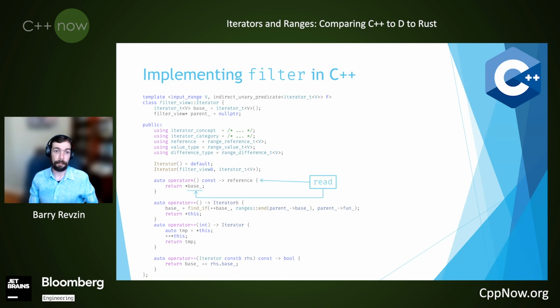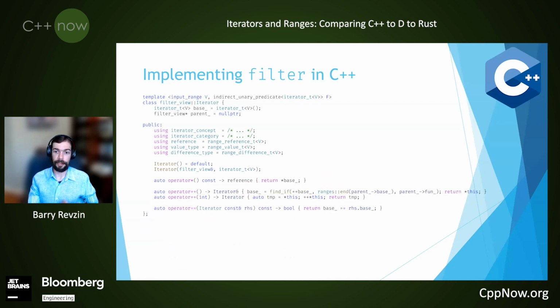Here, read is completely transparent because filter doesn't modify the way that read works. It simply defers to the underlying iterator. The complexity comes from advance, because when you advance an iterator, we then have to look for the next iterator to match. And here it's important to get access to the parent's end, because of course we need to know when to stop searching. But otherwise it's just a simple find_if. And likewise, done is simply comparing the underlying iterators. No complexity there.